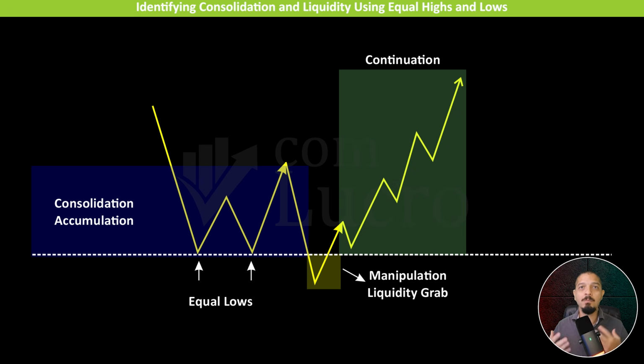The goal is to participate in the main part of the move, which typically unfolds after the manipulation is confirmed. And if the initial entry is missed, there are often additional pullbacks that allow for entries at more favorable prices, still aligned with the same continuation.